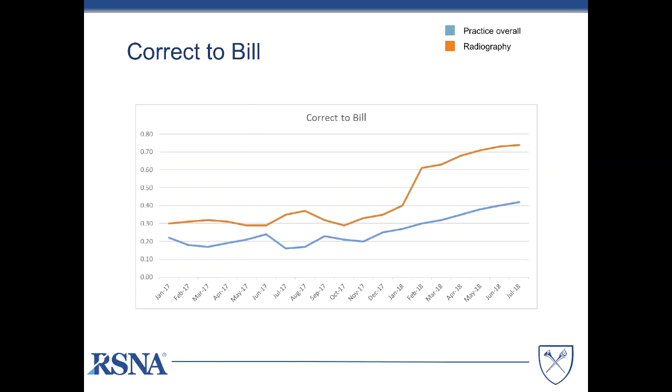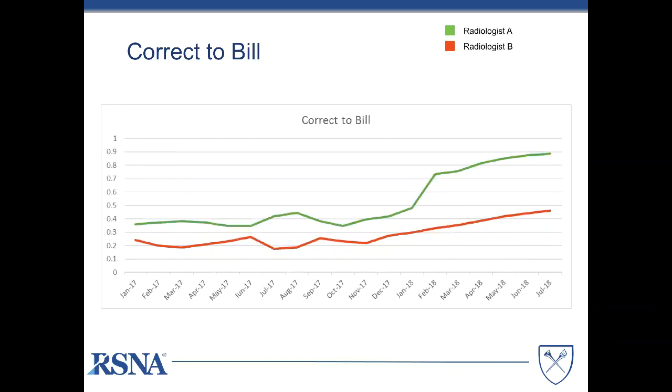Here's a hypothetical practice that implemented chest x-ray report templates in January of 2018. They picked chest x-rays. Why? Because, like mammography, it's the second most common single imaging service provided by their group. And so they saw an overall increase in correct-to-bill rates for radiography, as you see in orange at that time. And because radiography on a code basis contributes to so much volume in most of our practices, you see that practice's overall blue line correct-to-bill rates nudge up too as a result.